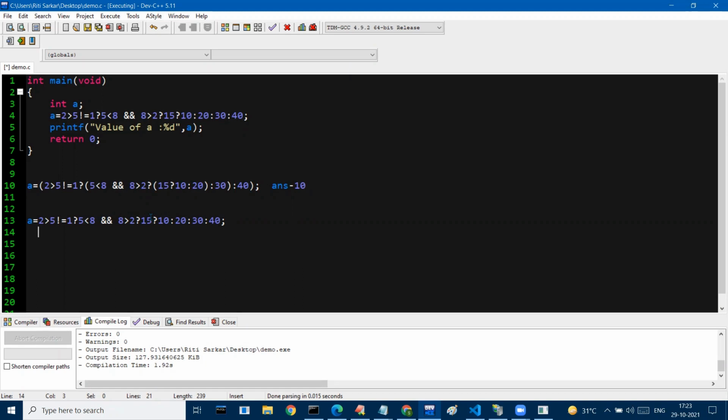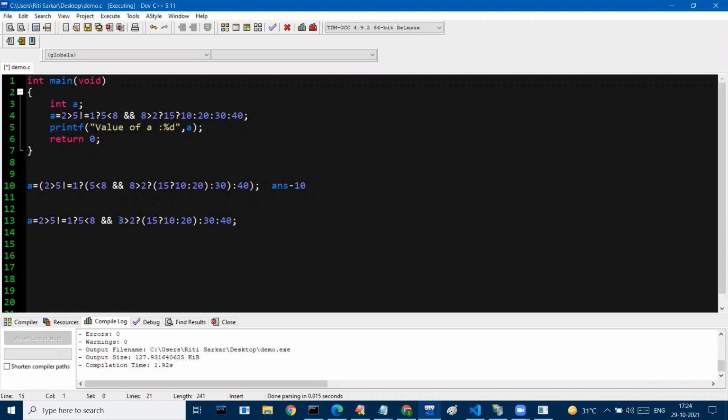Now first this conditional operator. For it, what is expression 1? This is expression 1, expression 2, expression 3. Very easily we can bracketize. Done. Next, this is the conditional operator. Now 8 greater than 2. You have to be very careful here.